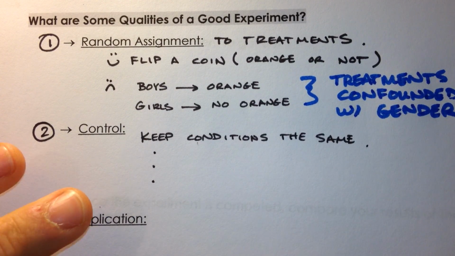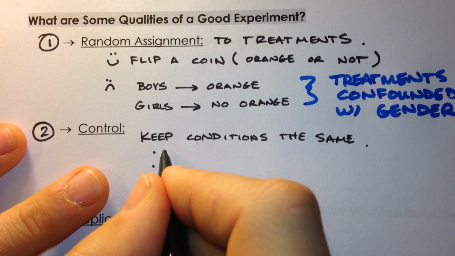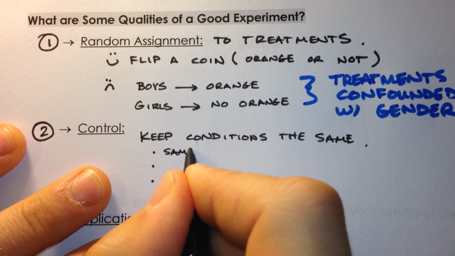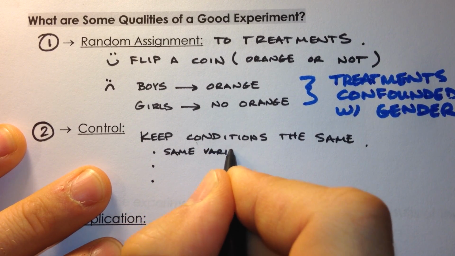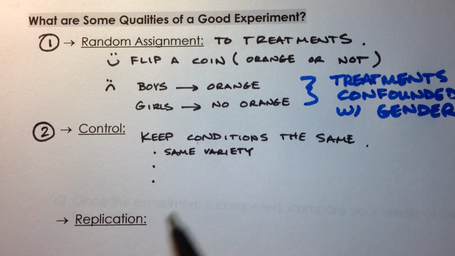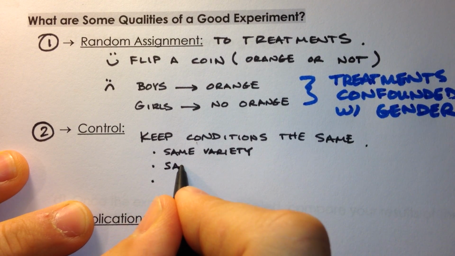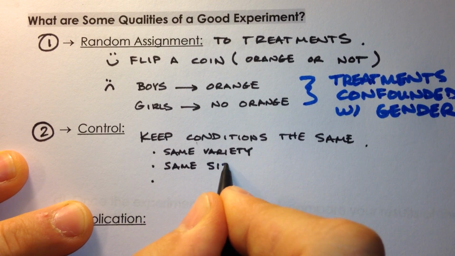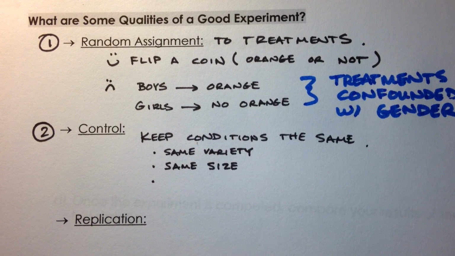So for instance, in our experiment, we want to make sure that everyone has the same variety of orange. You know, there's blood oranges, there's juice oranges, there's Valencia oranges. Make sure that everyone gets the same kind. Next thing is you might want to make sure that they have the same size of orange. You know, it's possible that a larger orange could have a larger effect.